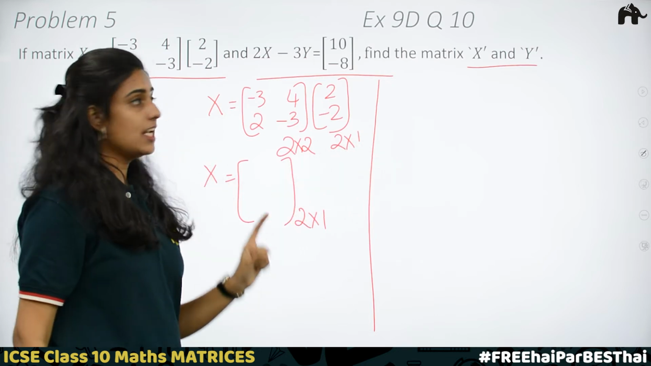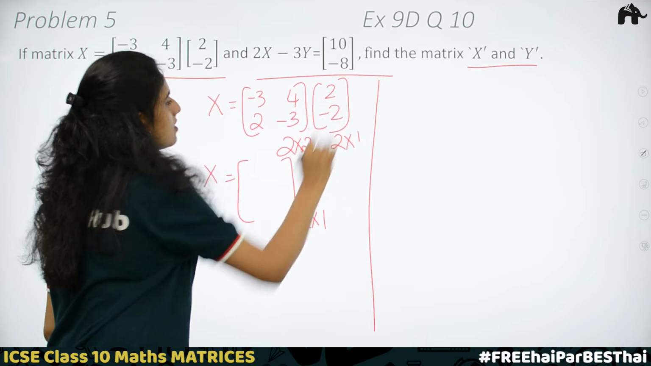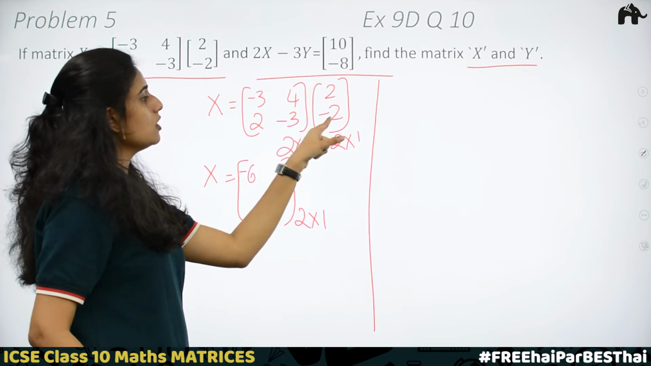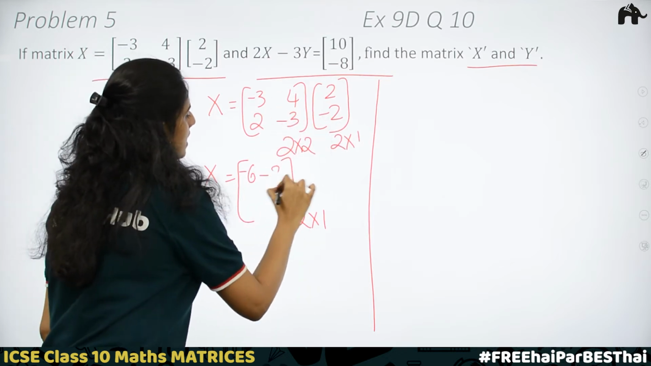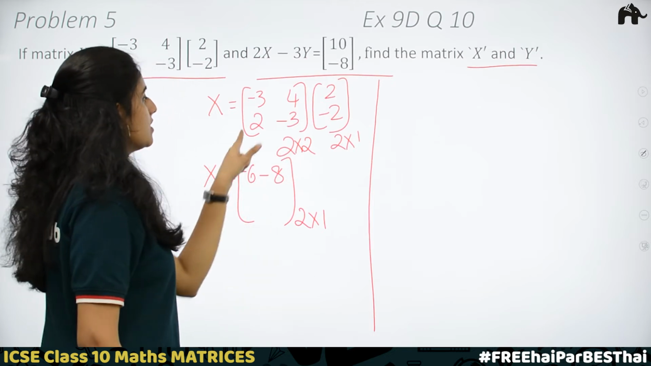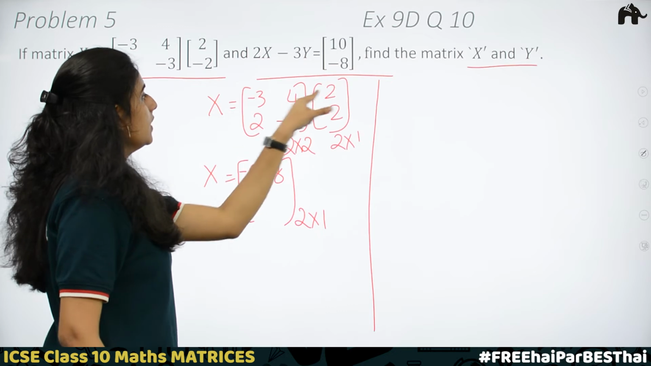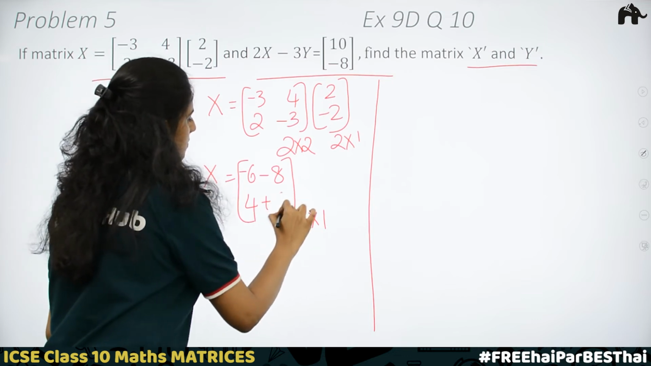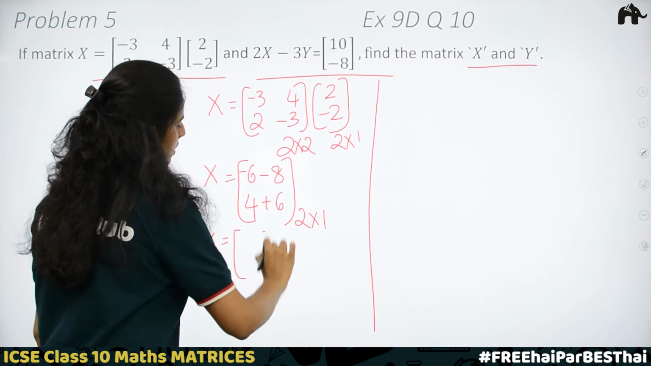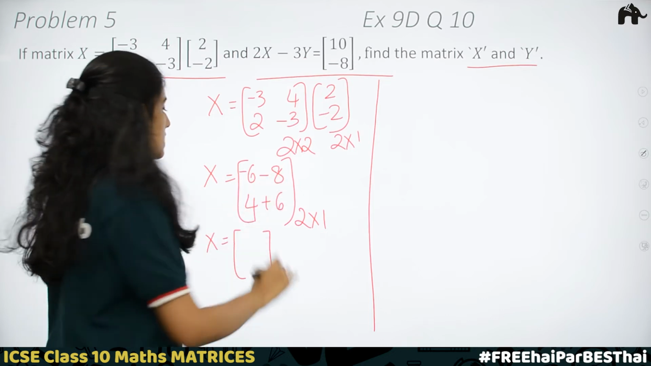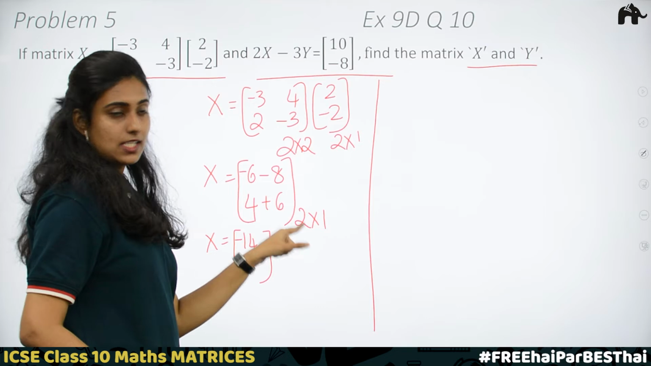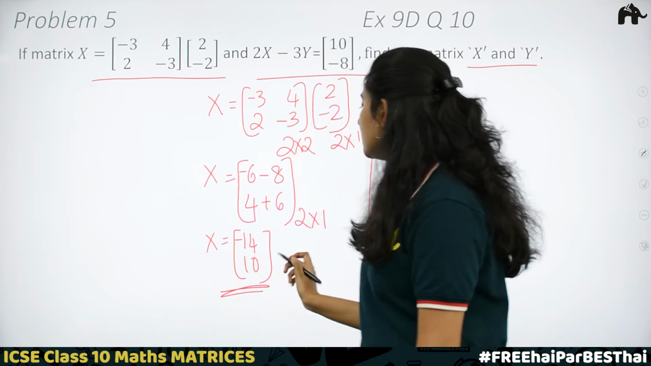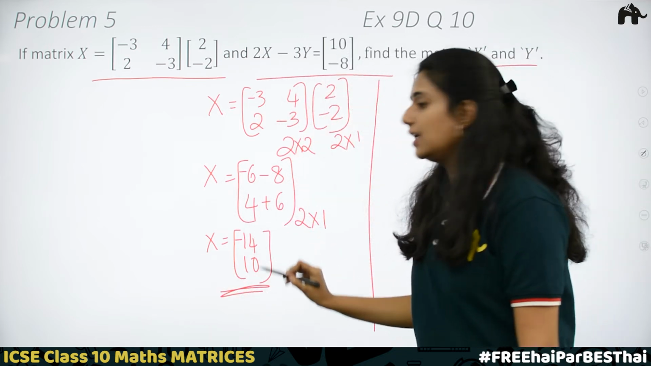Okay, to get the first element, we are considering this first row and this column. Minus 3 into 2, minus 6. 4 into minus 2, that is minus 8. Okay, to get the second element, second row and this column, 2 into 2 is 4. Minus 3 into minus 2 is plus 6. X is equal to, first element, minus 6 minus 8, which is minus 14. 4 plus 6 is 10. So we got matrix X, which is a 2 by 1 matrix. Elements are minus 14 and 10.